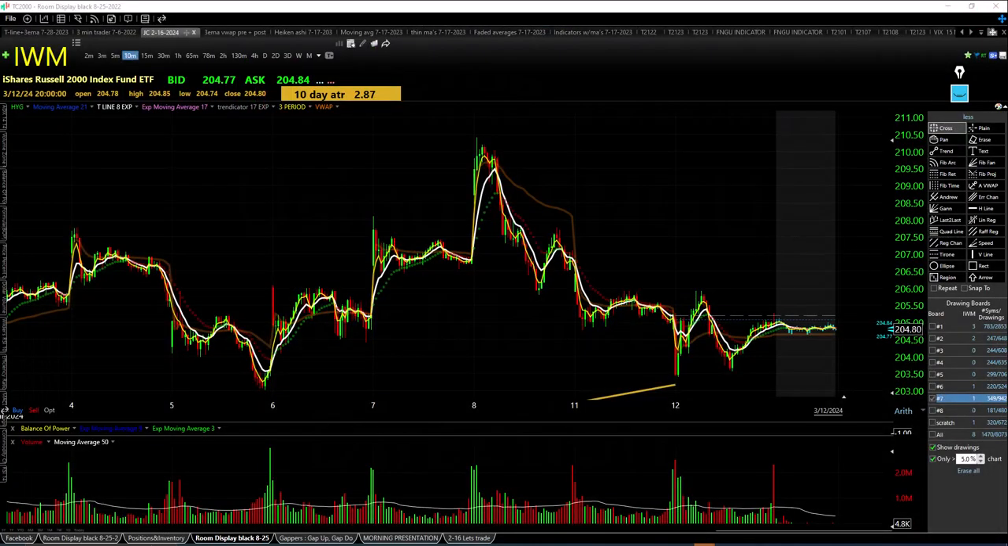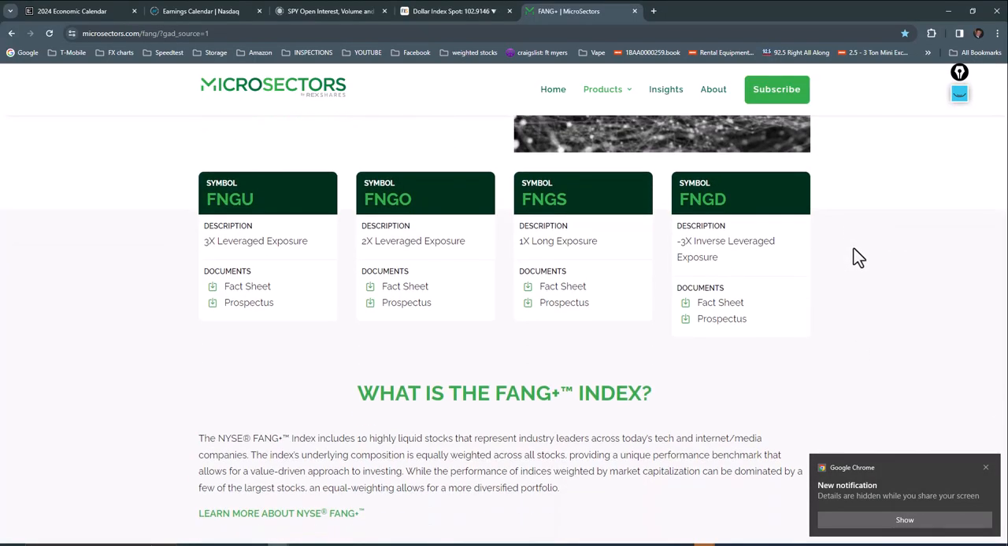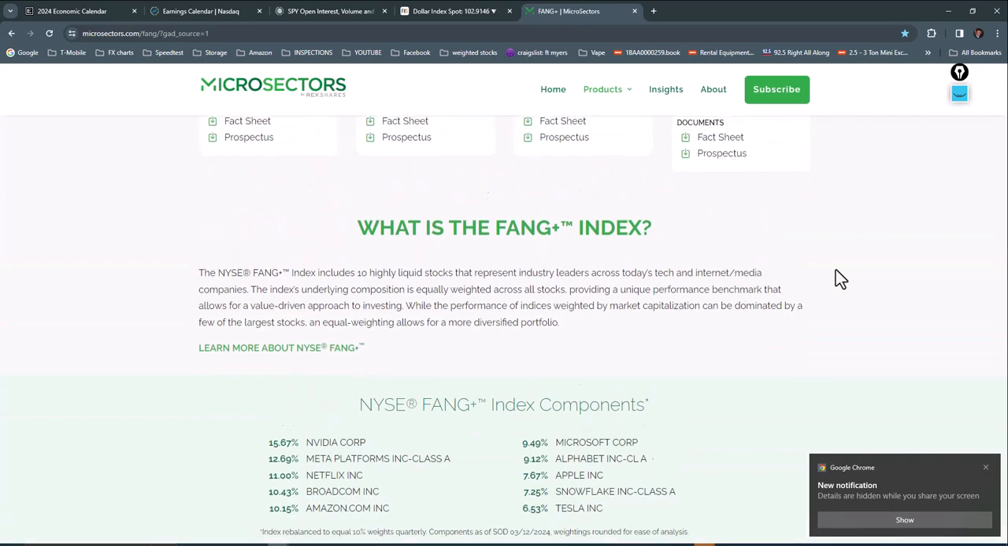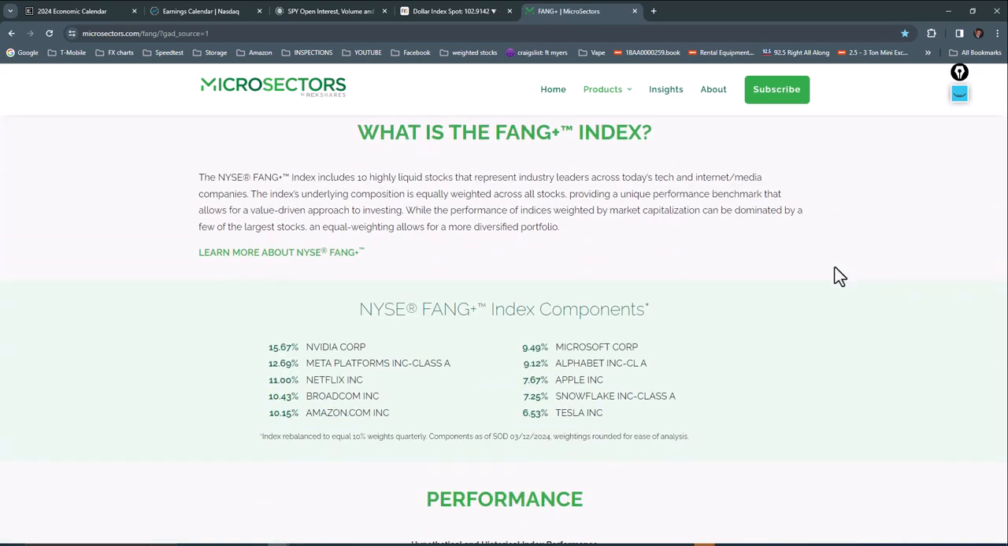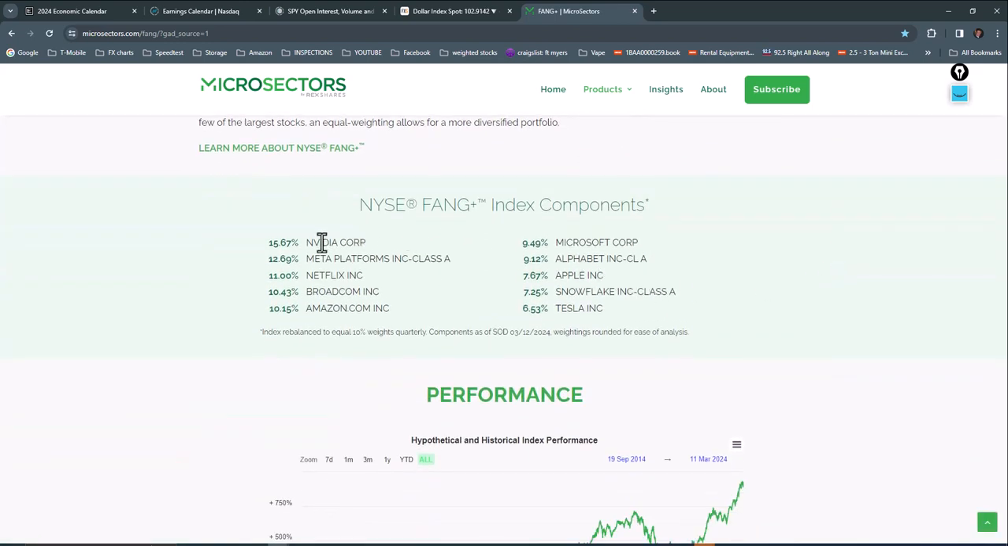All right, so let's talk about the FNGU first. Before we start, let's define the FNGU, what it is. The FNGU is an ETF. It's got 10 products in it, and you can see these 10 products are weighted evenly within the FNGU. So you've got NVIDIA, Meta, Netflix, Broadcom, Amazon, Microsoft, Google, Apple, Snowflake, and Tesla.